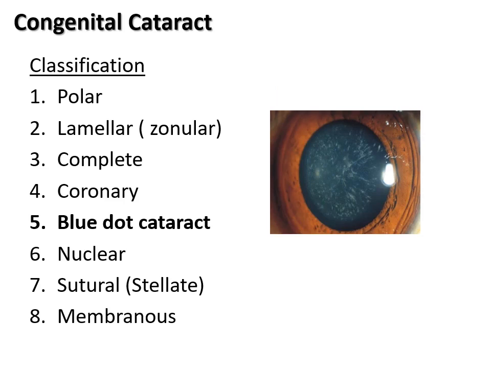This is another type of congenital cataract, which is a blue dot cataract. This is common in Mongolian. It consists of multiple small bluish dots scattered all over the lens, and it has no visual affection. So this type of cataract doesn't need any intervention. Just this is accidental discovery of cataract, and it doesn't affect the vision, and it doesn't need any intervention.